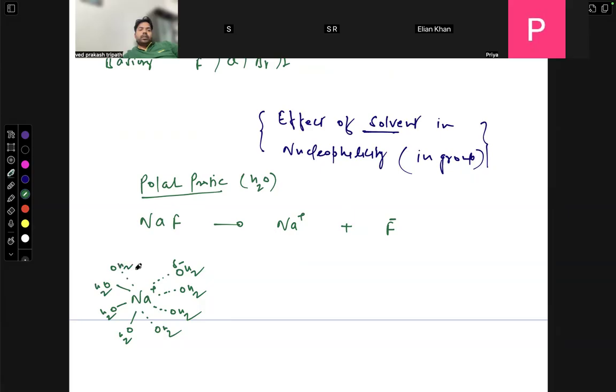It should be a dot, okay? Because it is a weak interaction. Do not make a solid line, it should be a dot. So now you can see this cation is solvated, meaning water molecules are going to surround this Na plus. So this is called the solvation effect, which is known as a solvated ion. Same you can do with the F minus. F minus is going to solvate with the hydrogen of water because hydrogen is positively charged if you see the water molecule.